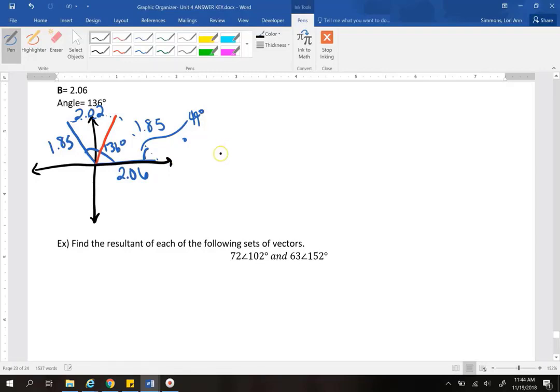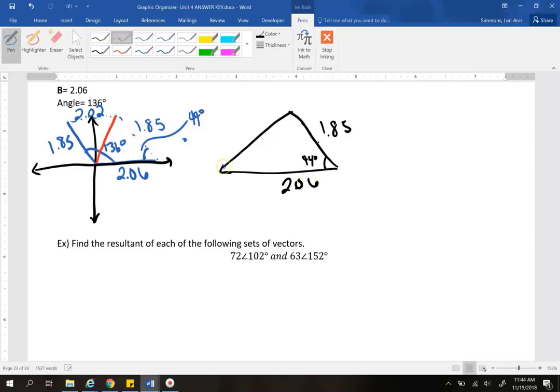If you want me to redraw this triangle, we have the r that we're looking for. This is 44 degrees, 1.85, and 2.06. So what we're looking for is this r and this angle. Now we can use the law of cosines and sine that we have been taught. So you're given a side angle side, so that means you can set up law of cosines.